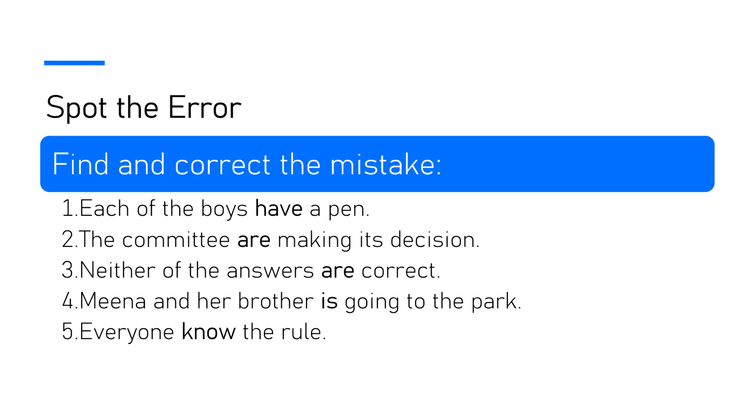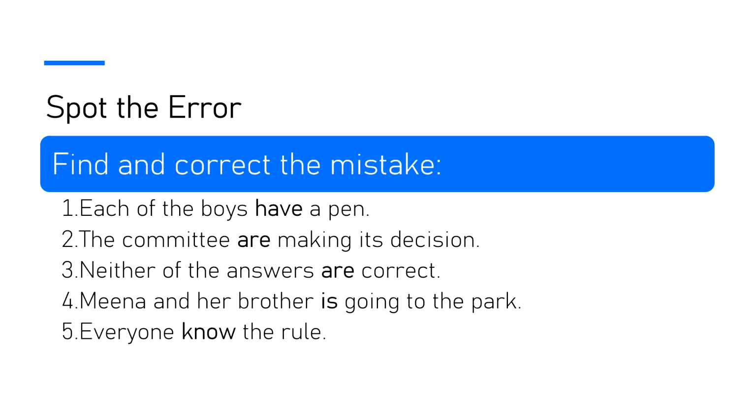The second one, the committee are making its decision. Here, the committee is acting as one group. So we say the committee is making its decision. Third one, neither of the answers are correct. Neither is singular, so it takes is. Neither of the answers is correct.